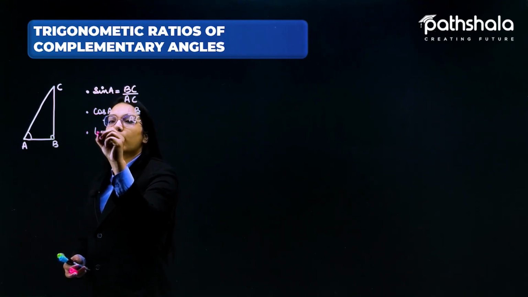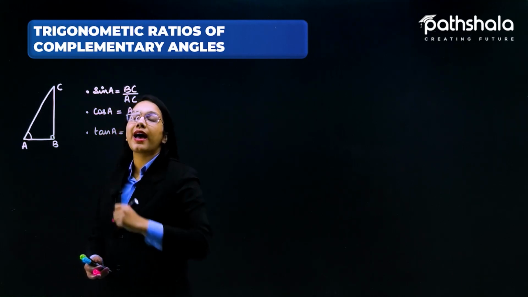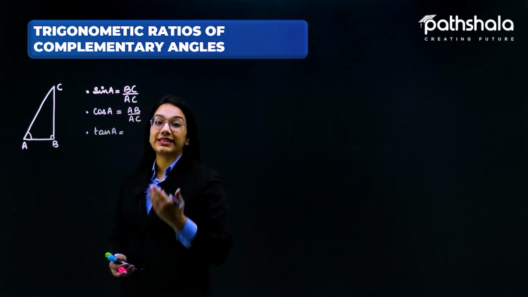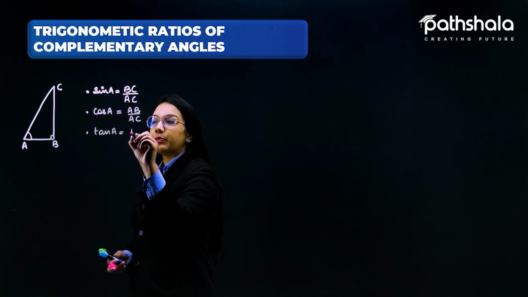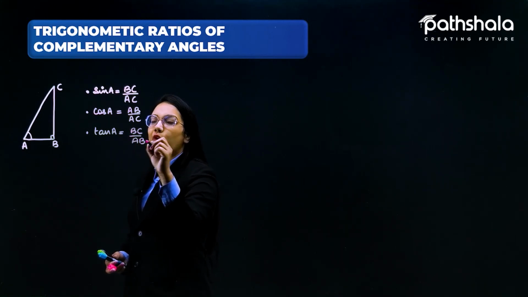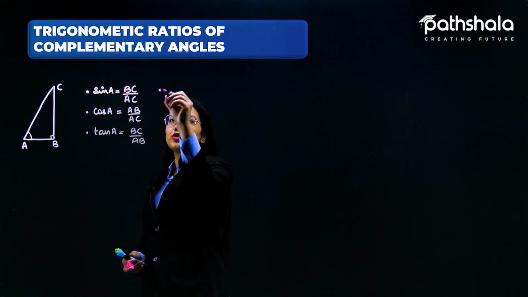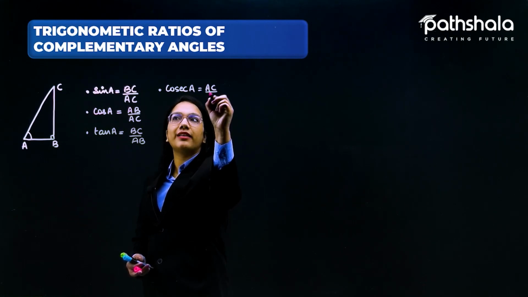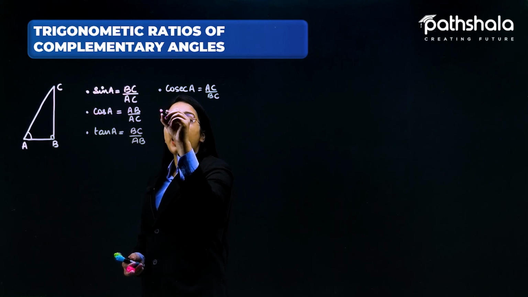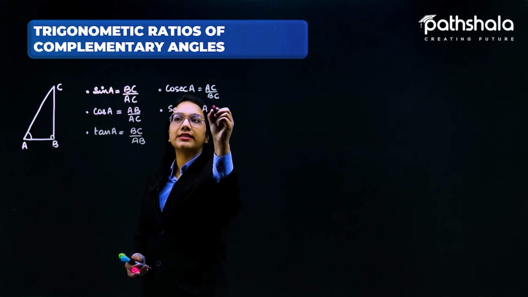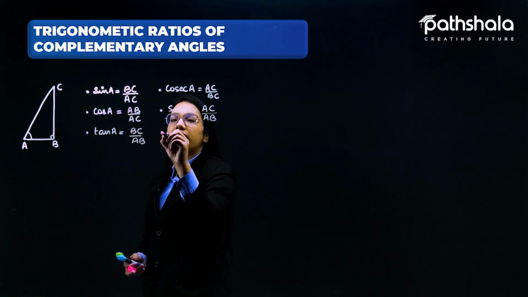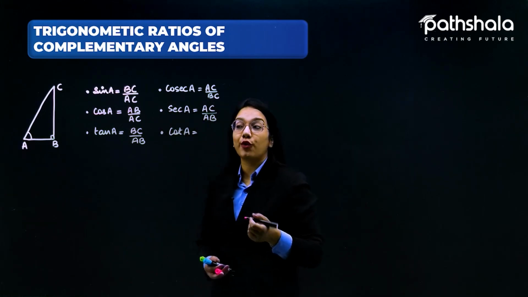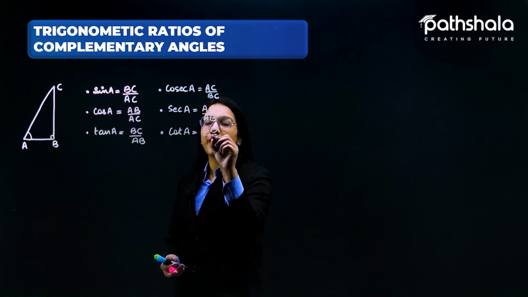Similarly, tan of A is the side opposite to the angle A divided by the side adjacent to the angle A, so this is BC divided by AB. Furthermore, the reciprocal of sine A is cosec A, which is AC divided by BC. Secant of A is AC divided by AB. The reciprocal of tan is cotangent, so cot A is AB divided by BC.